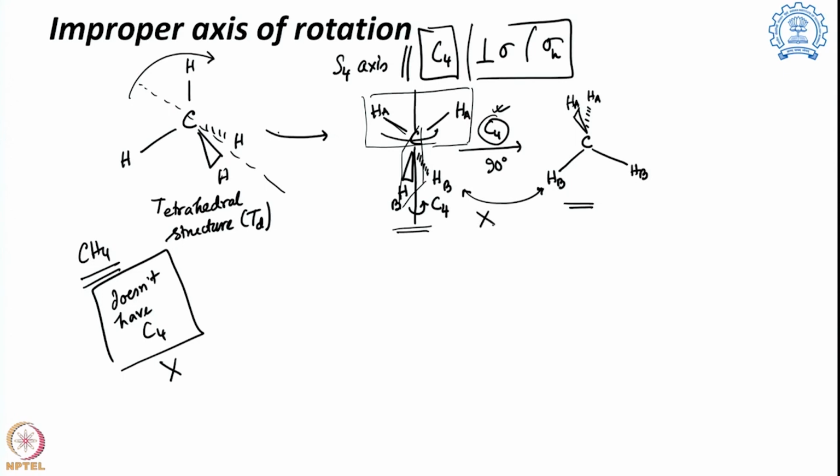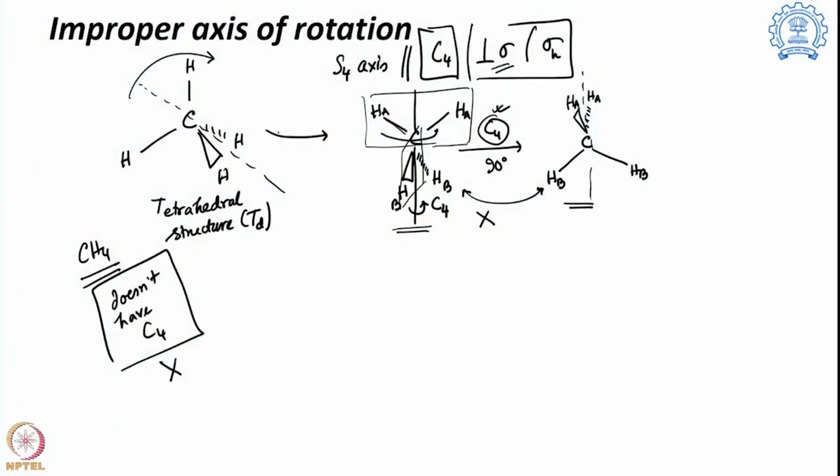So, now I have to do a sigma plane reflection during the improper axis of rotation, and this reflection has to happen perpendicular to the axis of rotation. I have already rotated along this axis. So, perpendicular to that, this plane, this is the sigma h I am going to use. So, if I do a sigma h operation there, what is going to happen?